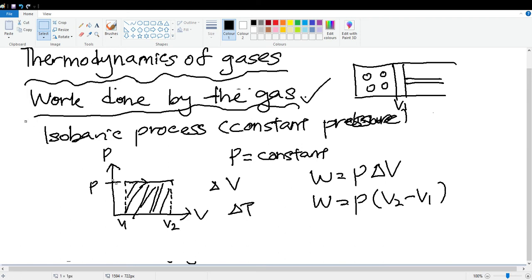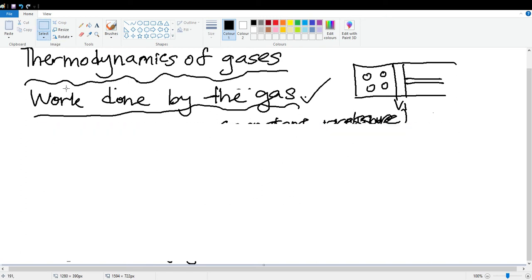As for the third one, let me erase all of this. Okay, so as for the last one, we have the isothermal process.